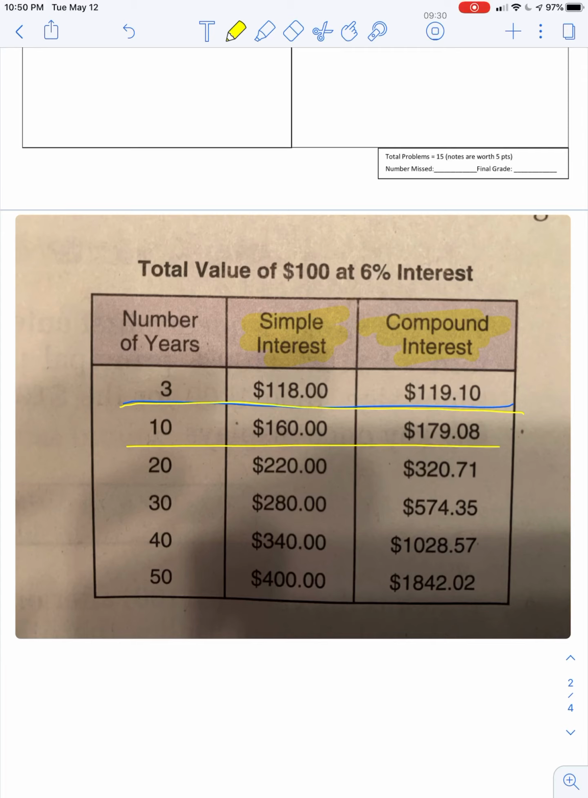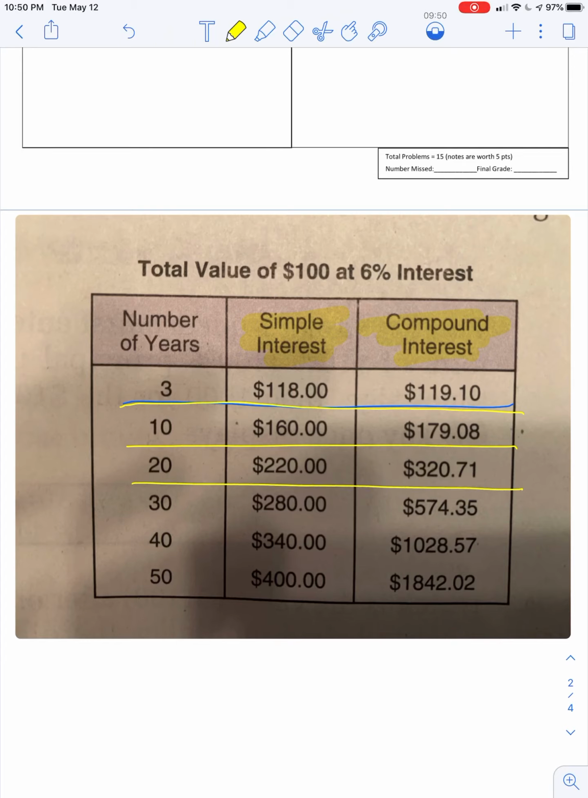Look at the balance in 10 years. All right, so simple interest at the end of 10 years, now your principal and your interest together totals $160, and your compound interest account would have accumulated $179.08 with your principal and your interest paid there.